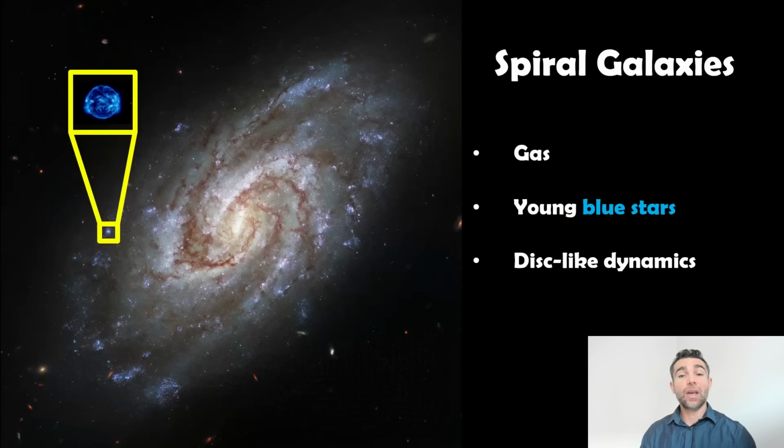And some key things about spiral galaxies is that they generally have quite high gas content in them. Because of that, they have fairly recent ongoing star formation. The younger the spiral galaxy, the more significant that's going to be. And they also have disk-like dynamics, so we would classify that as rotation supported. They also have spiral arms and things like that.